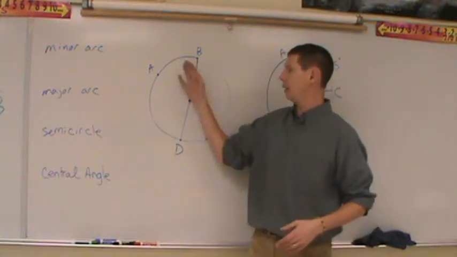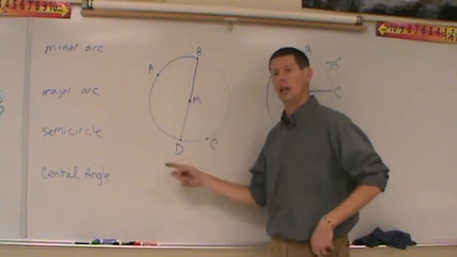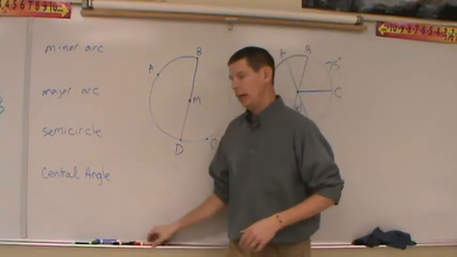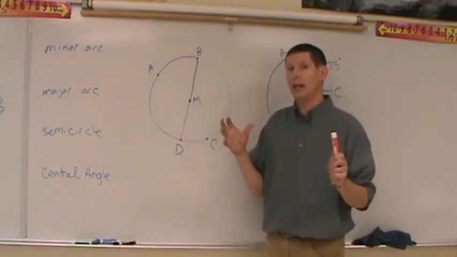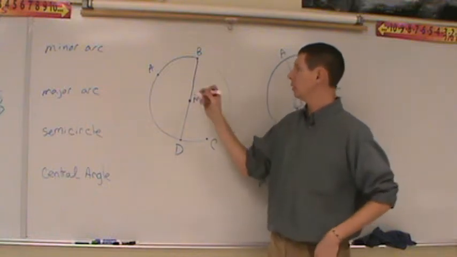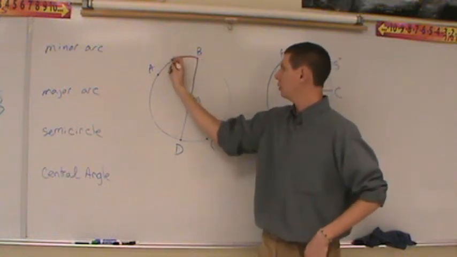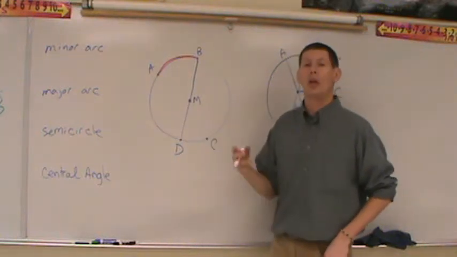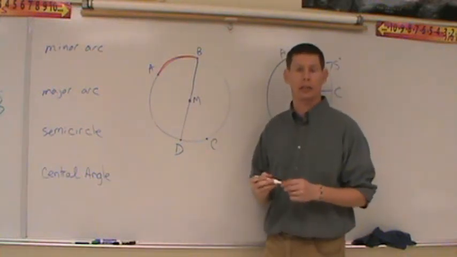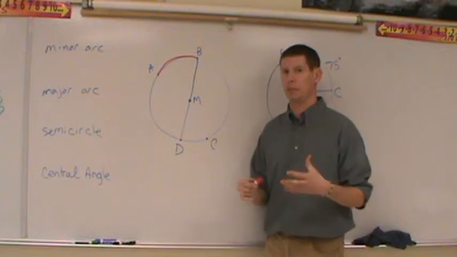So here we go. We got a circle, and we know a full circle is 360 degrees. Now, in a circle, you can break a circle up into chunks, and those chunks are curves. Those curves are called arcs. Now, we're going to look at three different types of arcs.